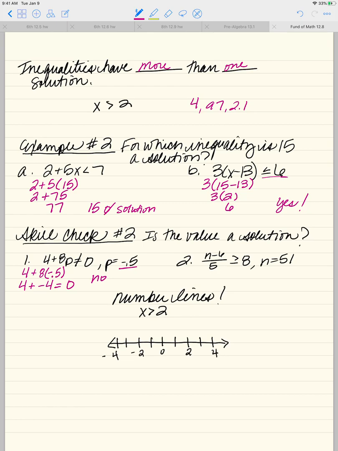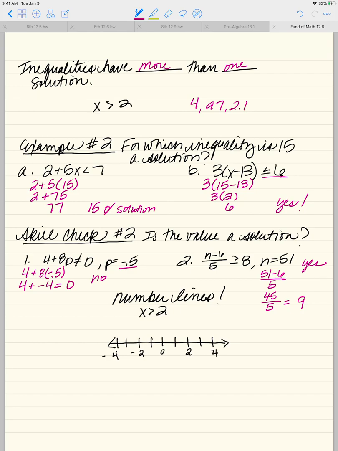How about number 2? N minus 6 over 5 is greater than or equal to 8. Substitute in 51 for n. 51 minus 6 over 5. 51 minus 6 is 45. 45 over 5 is equal to 9. Is 9 greater than or equal to 8? Well, yes, it is. 9 is greater than 8. So 51, yes. 51 is a solution because it makes this inequality true.